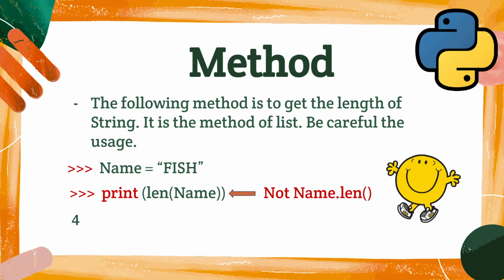The next one is len, or len. Actually, this method does not belong to string. It belongs to list. So, be careful, it is not named .len as upper or lower. I will talk about the list later. String and list have similar idea.